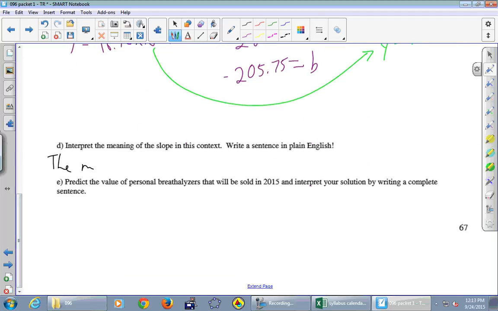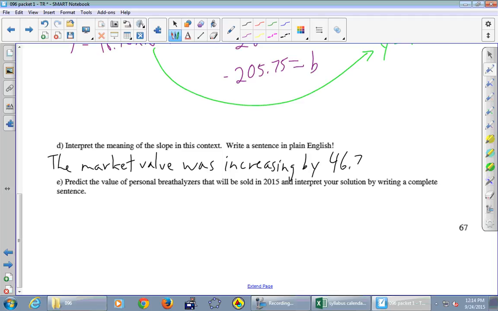The market value was increasing by $46.75 million per year.